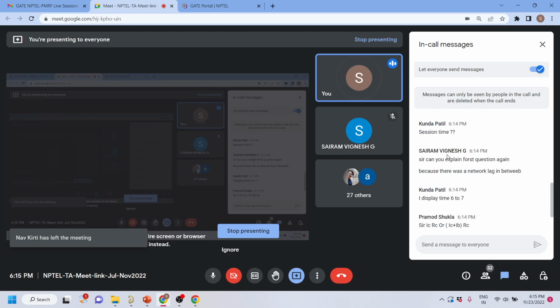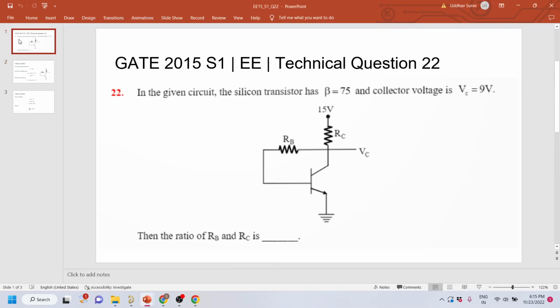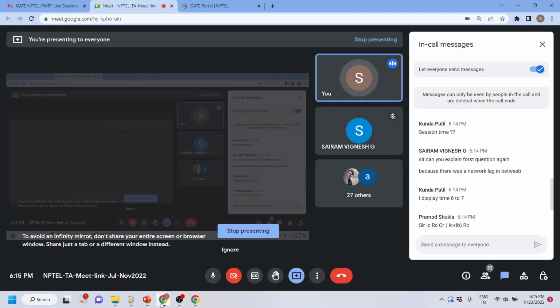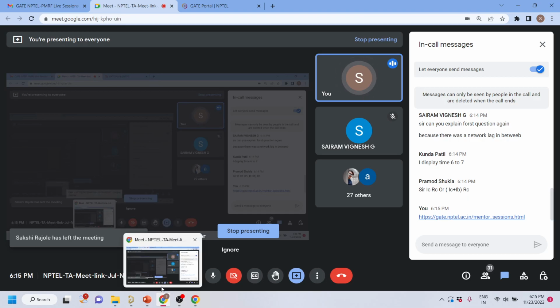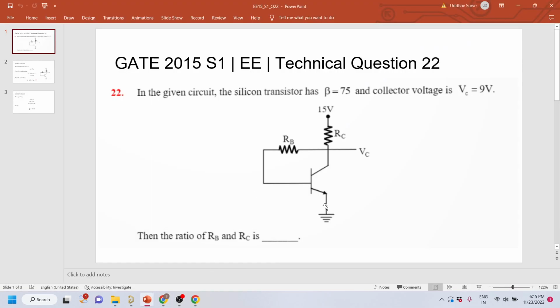Okay, Sairam Vignesh, you are saying the first question. Someone is saying whether it is I_C R_C or I_C plus I_B R_C. No, it will be I_C R_C only because we are talking about the collector region. The emitter current is I_C plus I_B, so that is wrong, what you have said in the comment section.